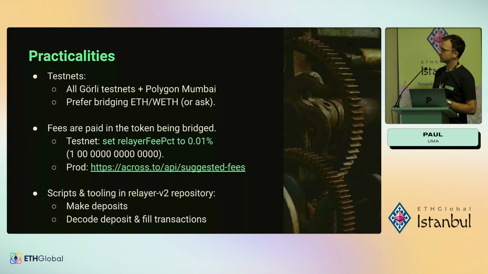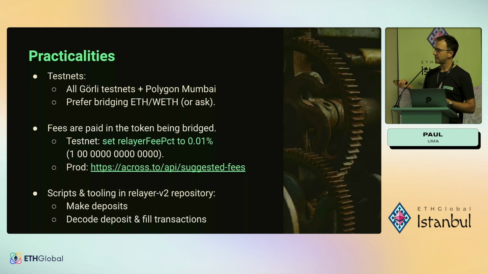Just some practicalities as well. We have a testnet up and running. This is actually supported in production. This can be used today. We also have testnets, so all of the Goerli testnets: Ethereum, Arbitrum, Optimism, Base, ZK Sync. Goerli testnets are supported. We also support Polygon Mumbai. So this is our complete setup. For testnets, we prefer if you bridge ETH or WETH, but we can support some other tokens. So if you have a specific need for your project, then please just get in touch with us.